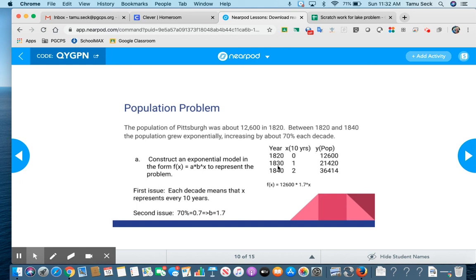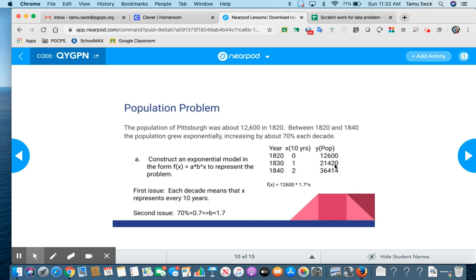So in year 1830, that was the first decade. So it's every 10 years. So one represents 10 years away from 1820. And 1840 is x equals 2 because that was 2 decades away from 1820.